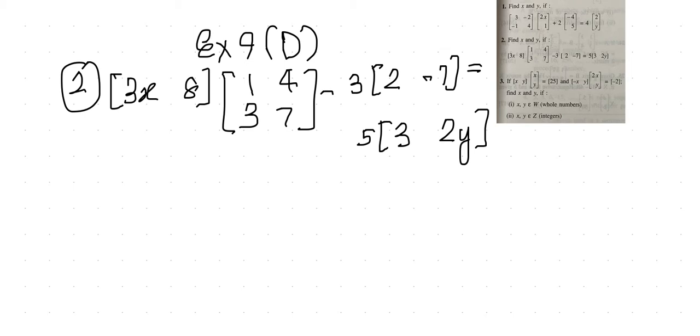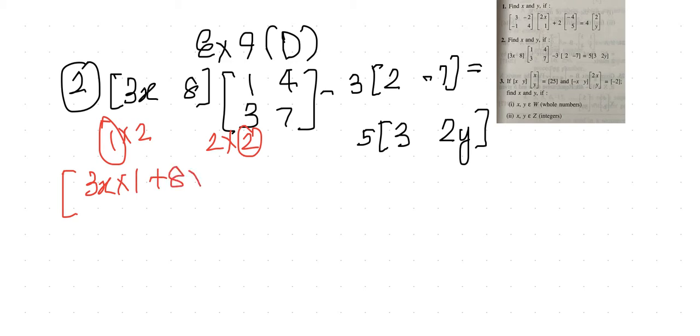So what you will be doing now children, first you have to see what will be the order of the matrix that you get on multiplication. Here the order is 1 into 2, here it is 2 into 2. So clearly the matrix that you are going to get is a 1 into 2 matrix. Now we will move towards multiplying both of them. You will be getting 3x into 1 plus 8 into 3, and here 3x into 4 plus 8 into 7.